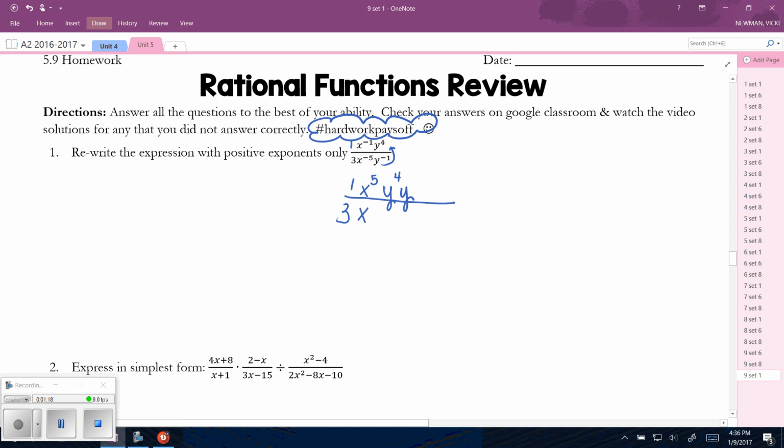So really, 1/3 will stay the way it is. x to the 5th over x becomes x to the 4th. And y to the 4th times y, you add the exponents, y to the 5th. Final answer, it's over.